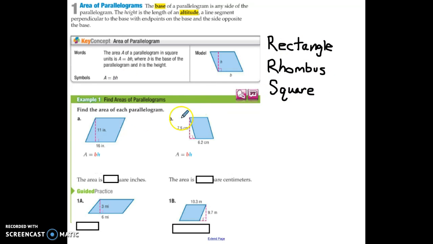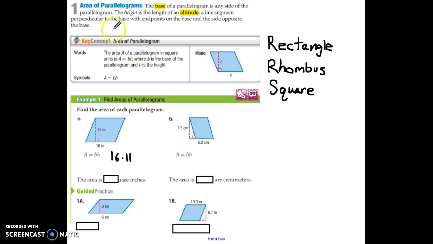So let's look at some examples here. What's my base and what's my height? Well, to me, my base looks like it's 16. It doesn't always have to be the bottom. A lot of people get stuck on that, thinking the bottom number must be the base. That's not true. We're just looking for two numbers that are perpendicular. So 11 and 16 are perpendicular here, from a right angle.